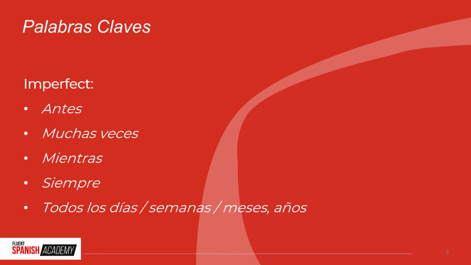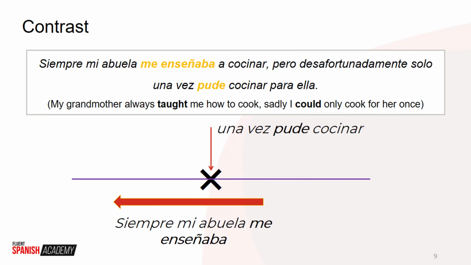So let's see another contrast using these keywords. Have a look at this sentence. Siempre mi abuela me enseñaba a cocinar, pero desafortunadamente solo pude cocinar para ella una vez. So my grandmother teaching me how to cook is something I always did with her. Okay? It's something that she did with me more than once.